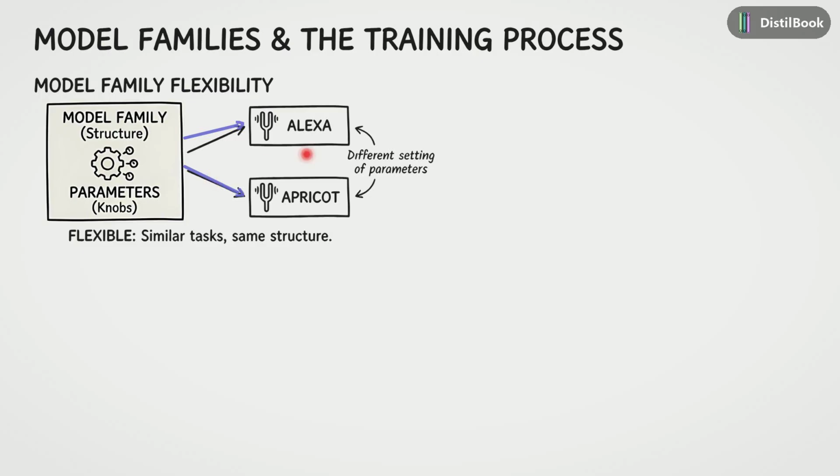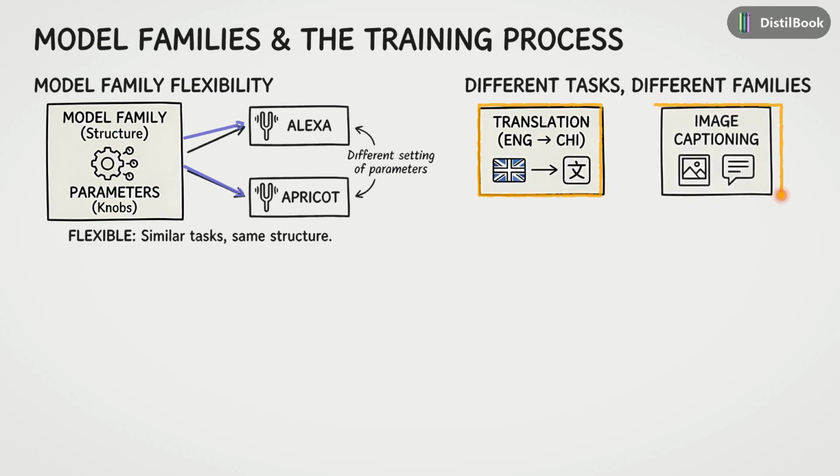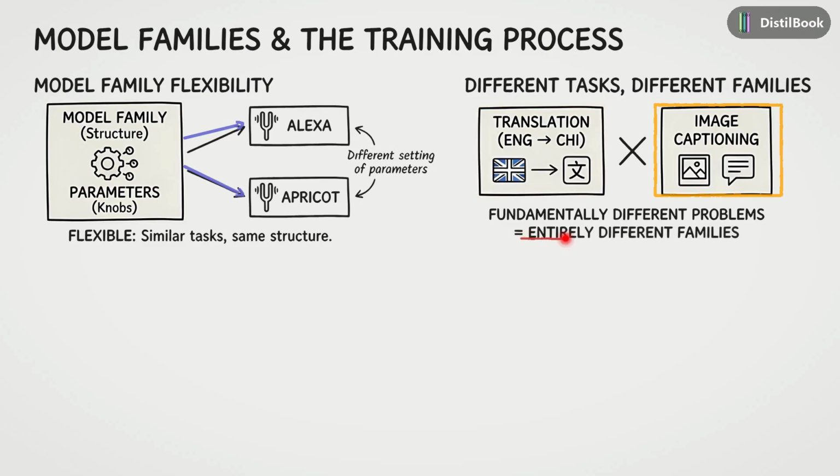However, if we look over here, we see translation from English to Chinese or tasks like image captioning. These are fundamentally different problems involving text and visuals, not audio. Therefore, you cannot simply tweak the knobs of an audio model to fix them. They require entirely different families of models. Now, how do we find the right settings for those knobs? That is the process of learning.